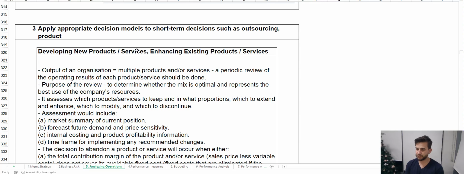Okay, next section is applying the appropriate decision models to short-term decisions such as outsourcing product.